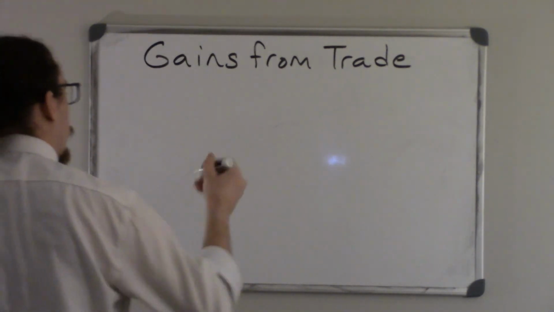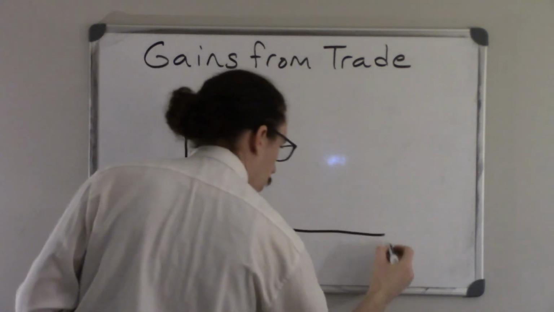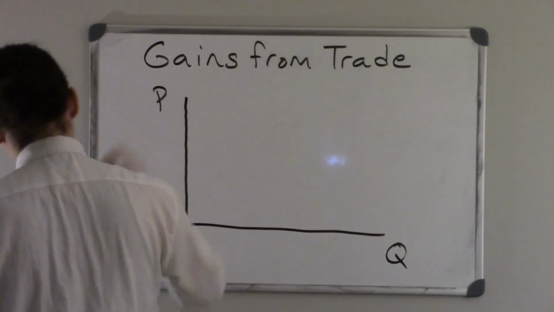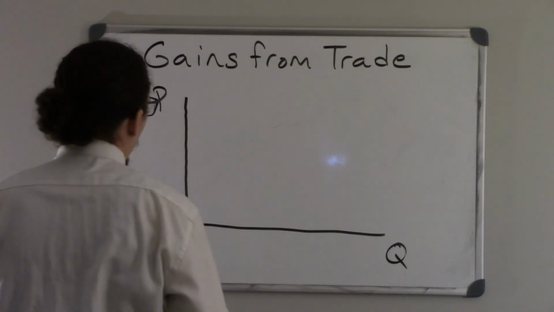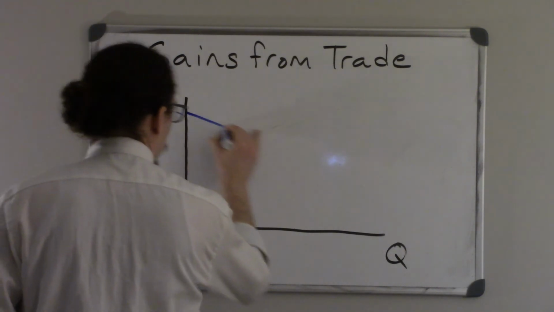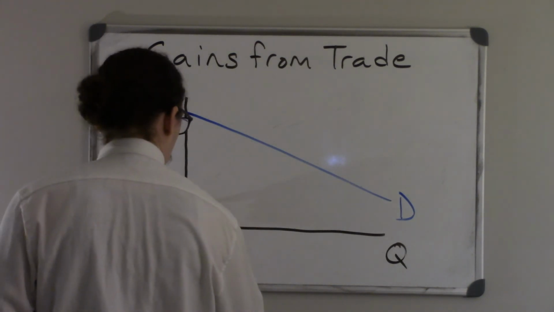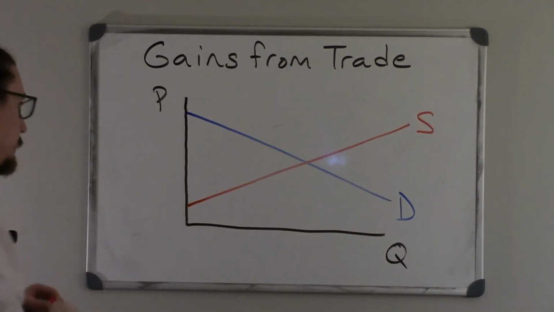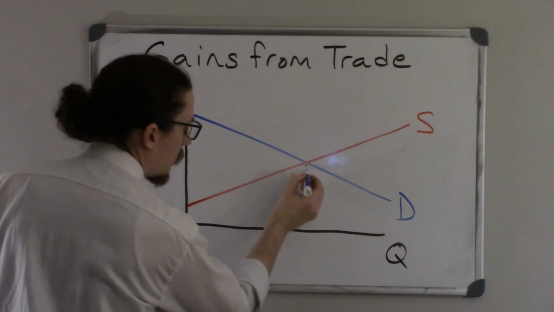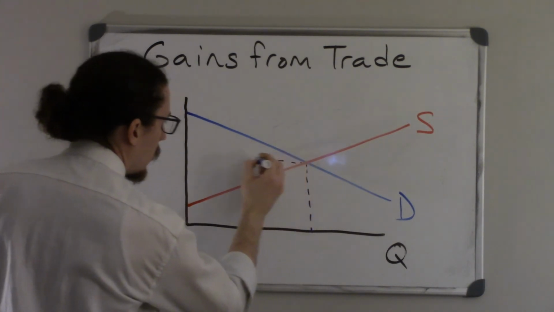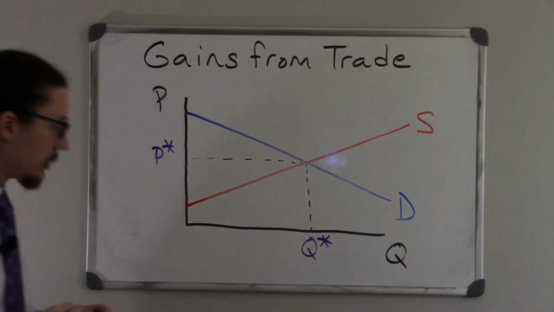All right, so first, let's just draw up a quick little supply and demand graph. All right, so we got our demand and our supply. And then, of course, we're going to include our equilibrium price and our equilibrium quantity.